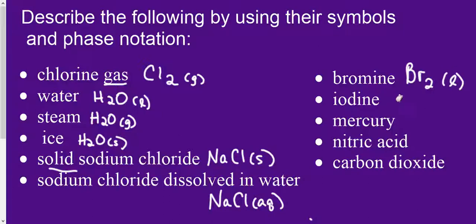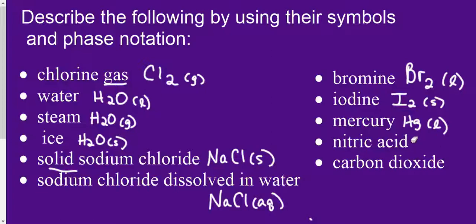Iodine is also diatomic, and if you look at the periodic table in the classroom, it is black, which indicates that it is a solid. Mercury, Hg, is not diatomic, so we do not need a 2. But if you look at the periodic table in the classroom, you notice that it is blue, which indicates liquid.